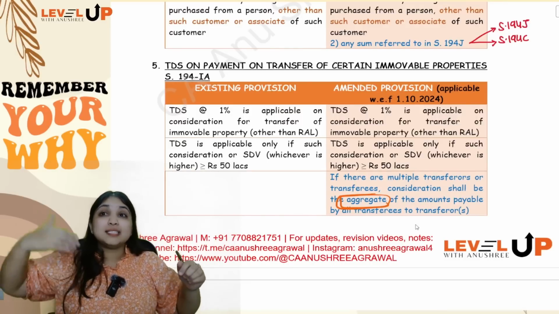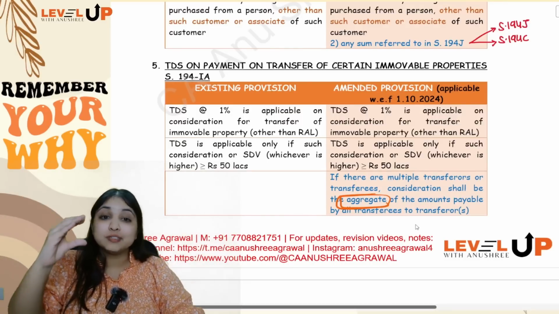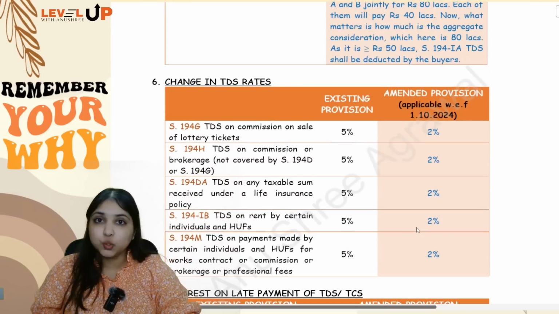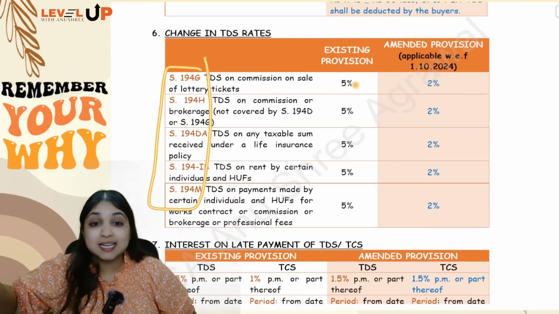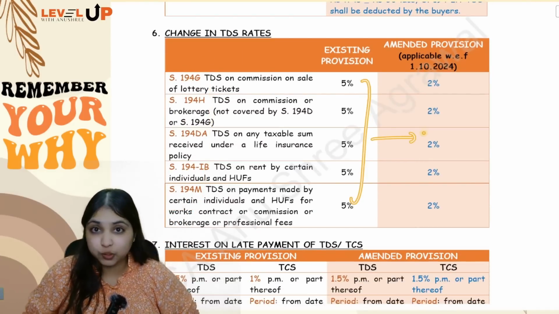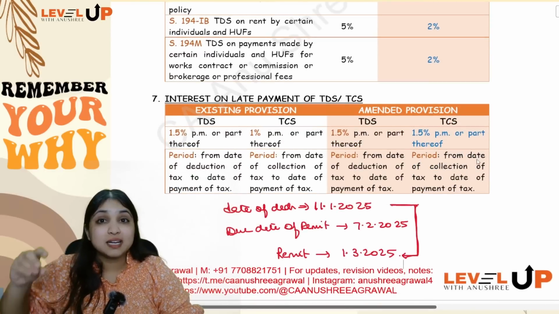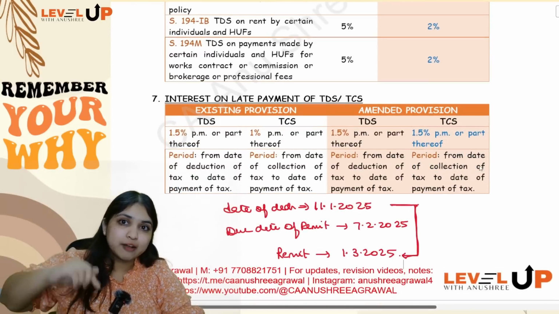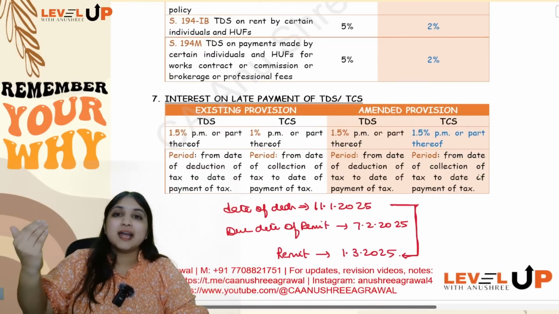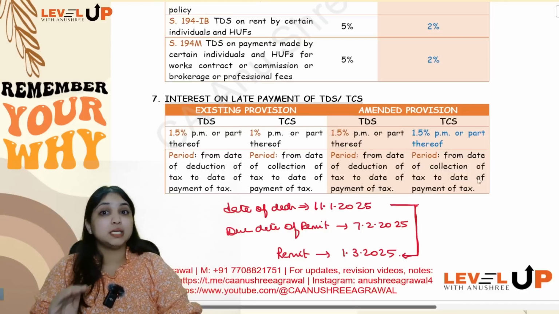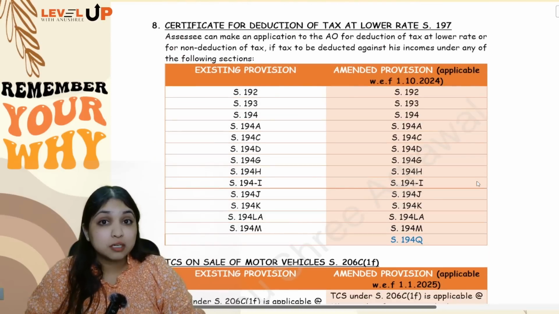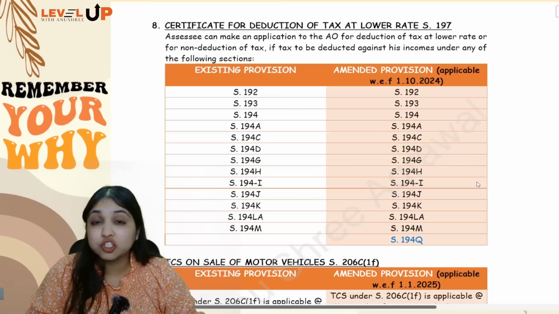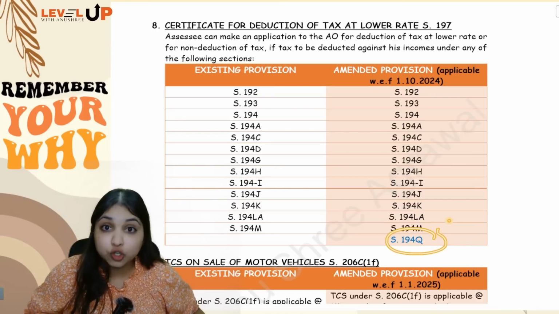We will not see per buyer, per seller. For that particular immovable property, we will see the total consideration. Then we saw in 5 sections, the TDS rate has reduced from 5% to 2%. Then we discussed if TCS is remitted to the government late, the interest rate has been increased from 1% per month to 1.5% per month. And finally, we learned you can ask for lower deduction certificate for 194Q as well.